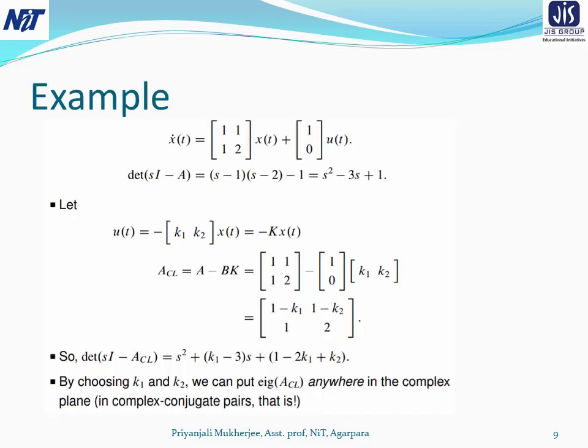Now let us take one example. Here x dot is given as [1 1; 1 2]x(t), that is, the system matrix is [1 1; 1 2], and the B matrix is [1; 0]. From here we can see that the characteristic equation, determinant of (sI - A), gives us s squared - 3s + 1 = 0. Now we use the linear state feedback, the K vector, and u(t) = -[k1 k2]x(t), or we can write u(t) = -Kx(t).